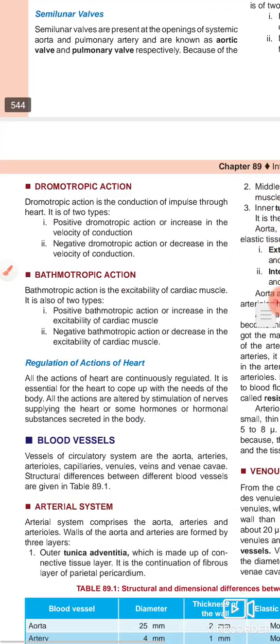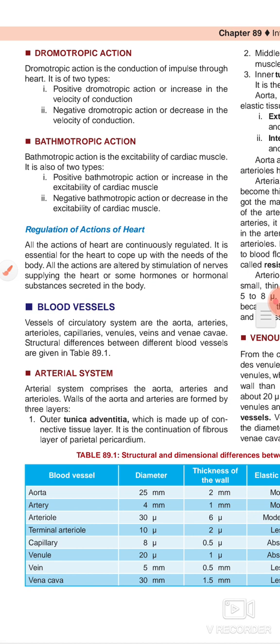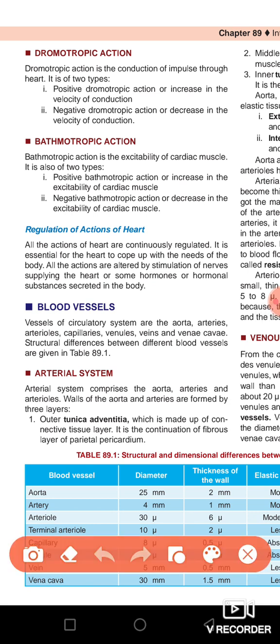Now the third action of your heart is your dromotropic action. So in the dromotropic action, what is it going to do? Conduction of impulses. You know, our heart is composed of nodes, AV node, SA node. So all of these nodes are going to conduct the impulses in your heart. Actually your heart is an on factory to produce the impulses, to produce electric current in it. And due to these nodes, this action of heart is called dromotropic action.